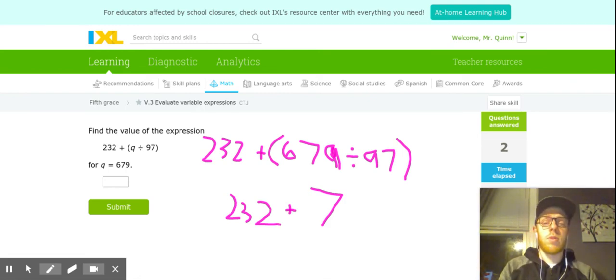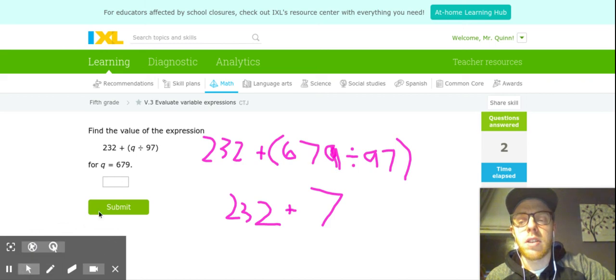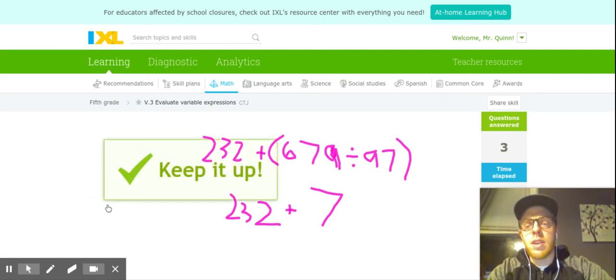So 232 plus 7, I can do that part of it in my head. That's going to be 239. So I'm going to go ahead and type that answer in, 239. Going to hit submit, and we are done.